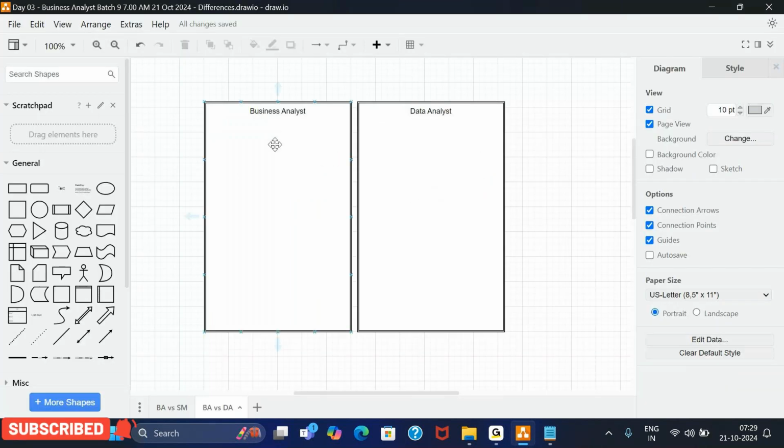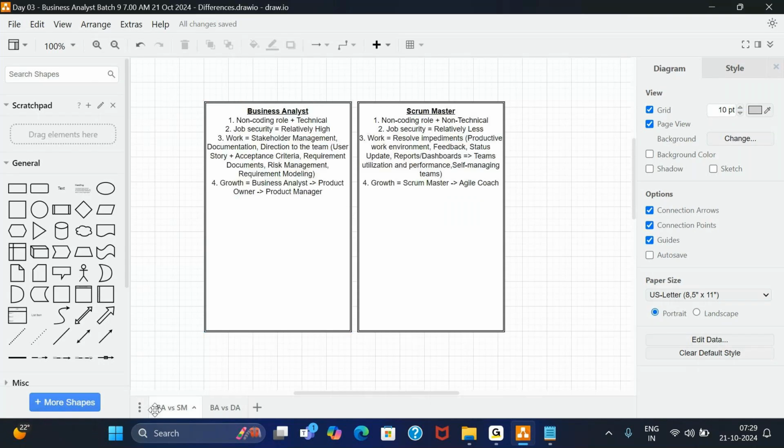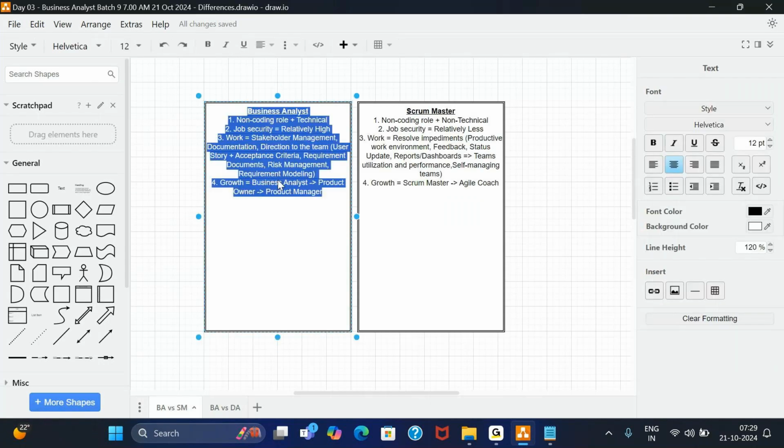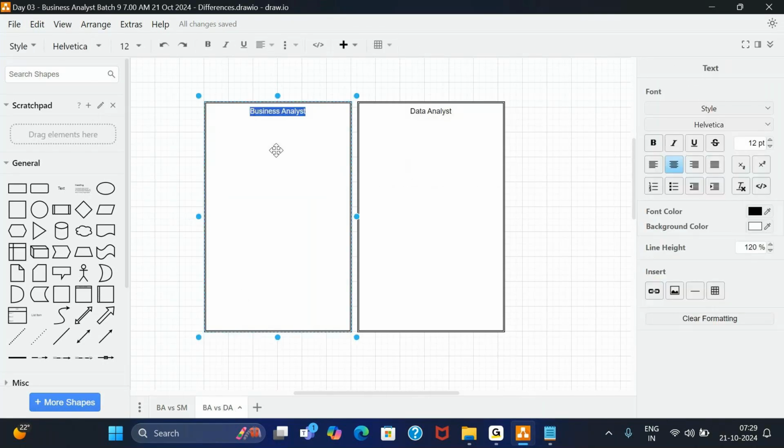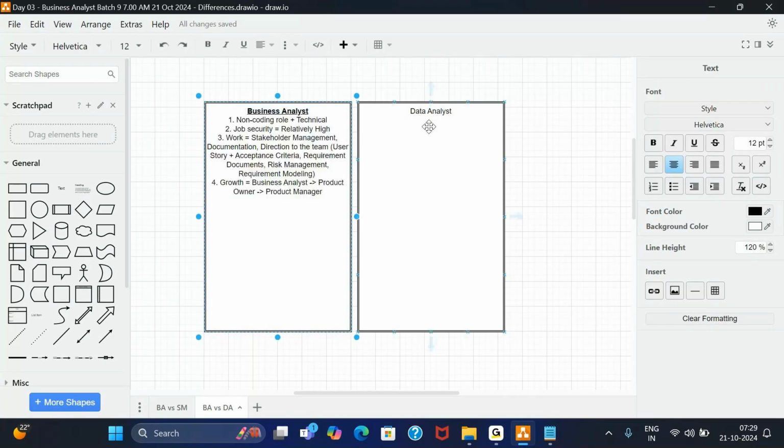So the next one is business analyst versus data analyst. So let me copy again. For a business analyst, these points will not change. So they'll pretty much be the same. Now what will change is for data analyst. So number one, is data analyst a non-coding role? Okay. So the answer is no. It is a coding plus technical role.